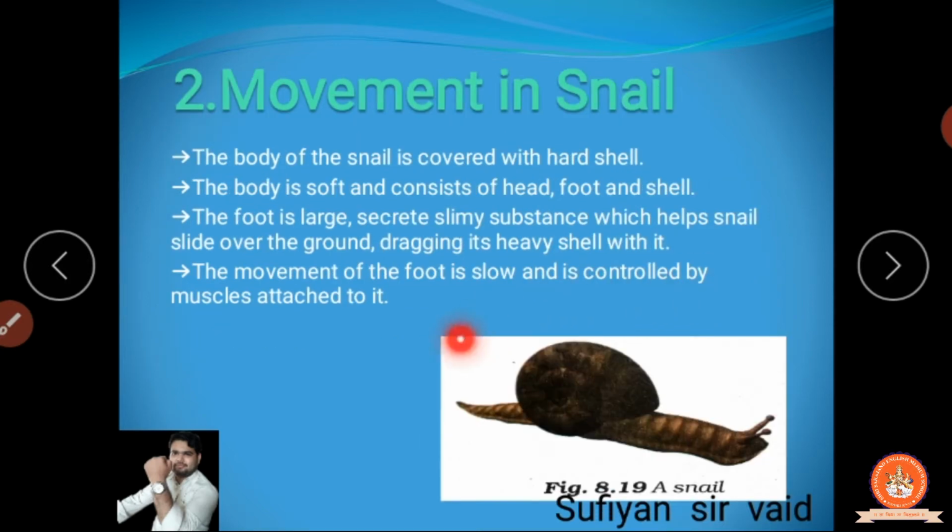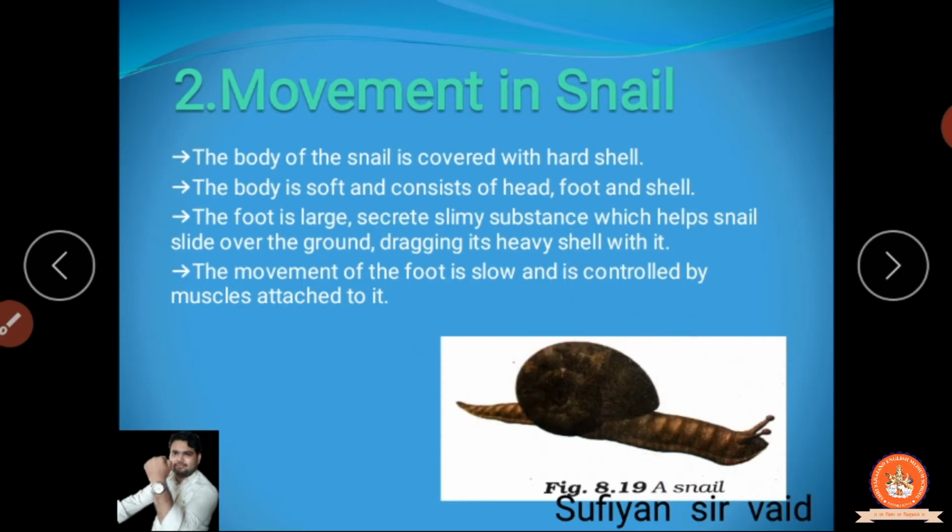Now the snail, the amazing thing. This is the hardest portion of the snail. If you have seen it in the rainy season, it's amazing. The body of the snail is covered with a hard shell. This portion is a hard shell and it covers the snail. This is the snail and this is the hard shell. The body is soft and consists of head, foot and shell. Clear? This is the whole body of that snail.